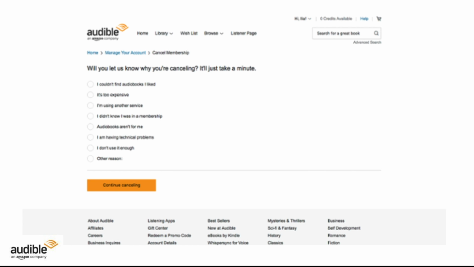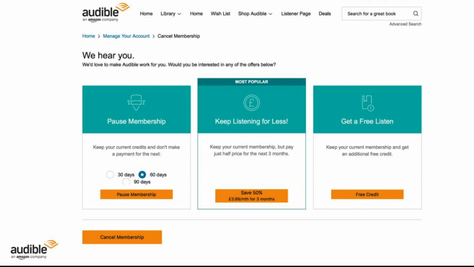I'm sorry, this one is pixelated, but this is Audible, one of the great examples that I mentioned before. They ask you for the reason, and then based on the reason, they offer you customized solutions depending on the reason that you chose. I really like this one, and for me as a user, it worked several times.